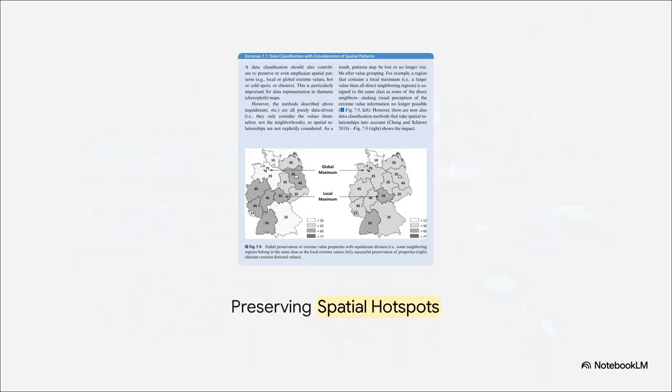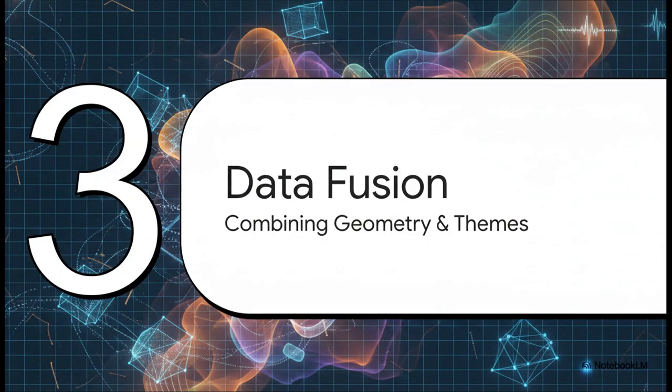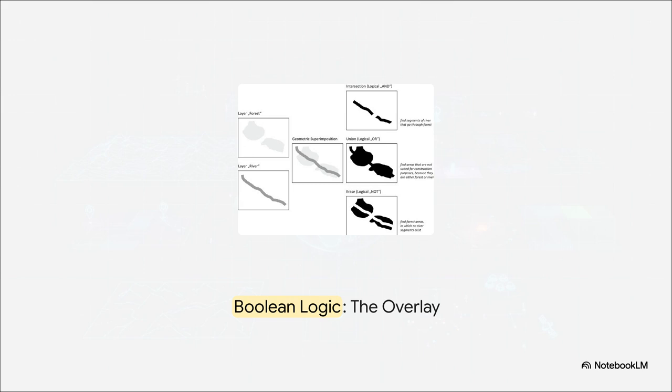All right, Module 3, combining geometry and themes. This is all about data fusion, and we'll see how things build when we fuse physical geometry and thematic meaning together. This right here is where the real power of spatial analysis unlocks. By geometrically superimposing layers, we can use Boolean logic to answer complex questions. Look at this overlay process. If we have a geometric layer of forests and another layer for rivers, we can run a logical AND intersection. The system instantly isolates only the specific segments of the river that flow directly through the forest.